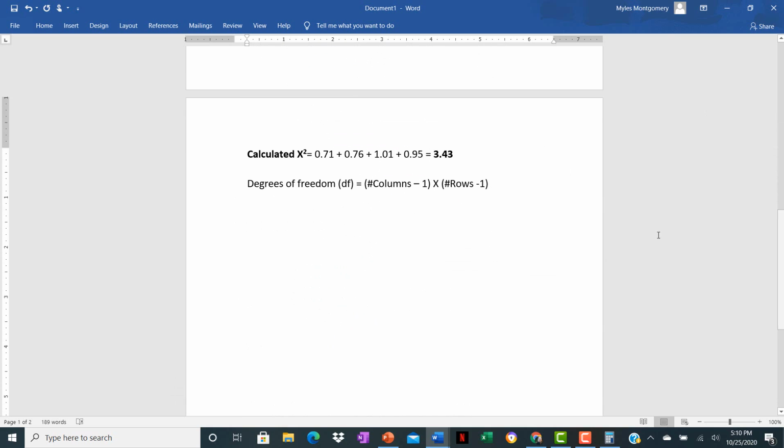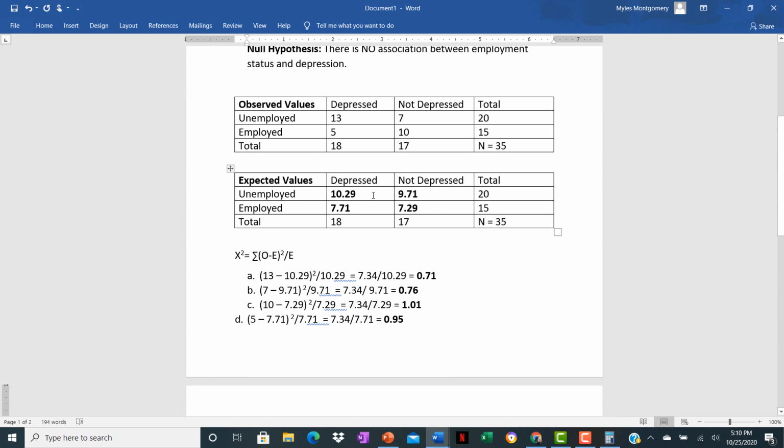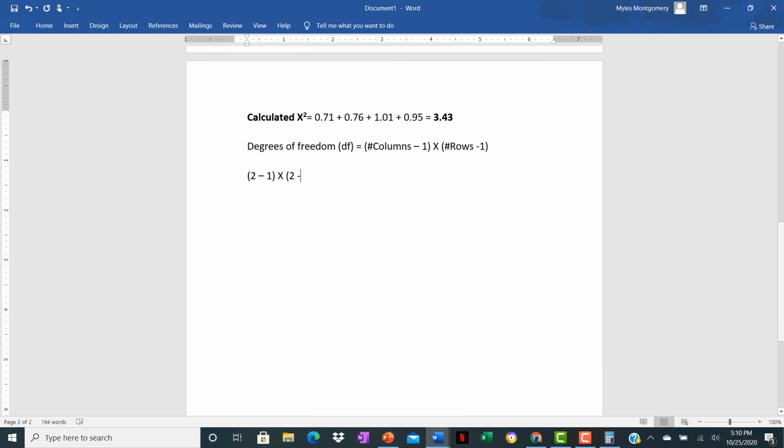So for columns, how many do we have? 2, that's minus 1, times how many rows do we have, not accounting for titles and totals. We have a row right here, a total right here, a title right there. We only have 2, so 2 minus 1. Pretty easy numbers to deal with. So it's 1 times 1, which gives us 1.